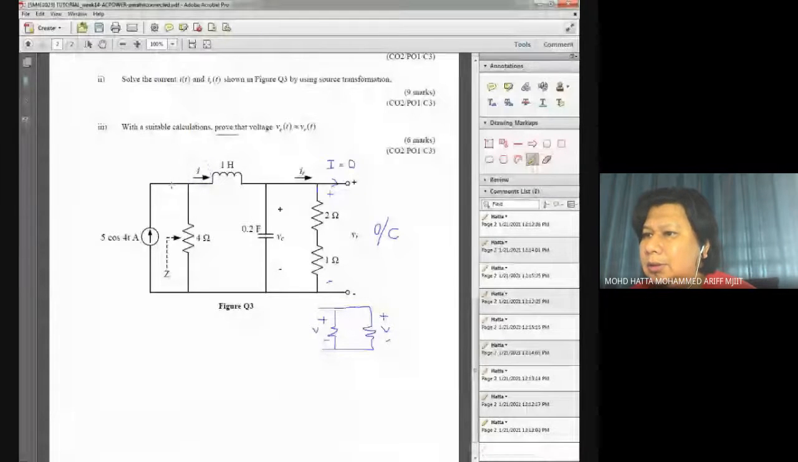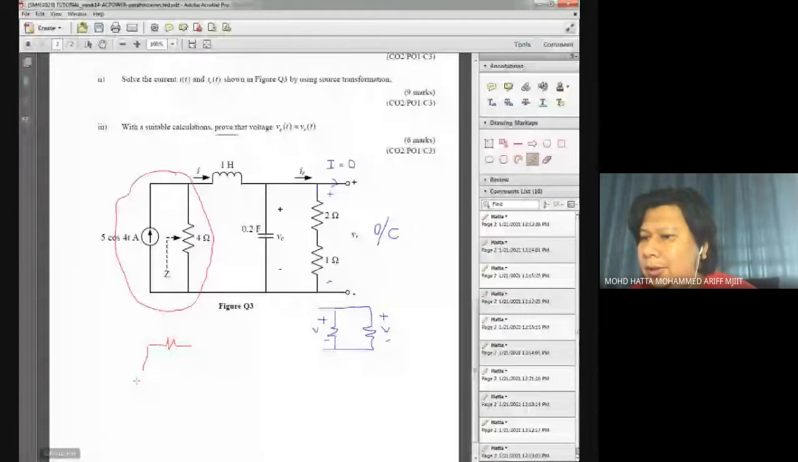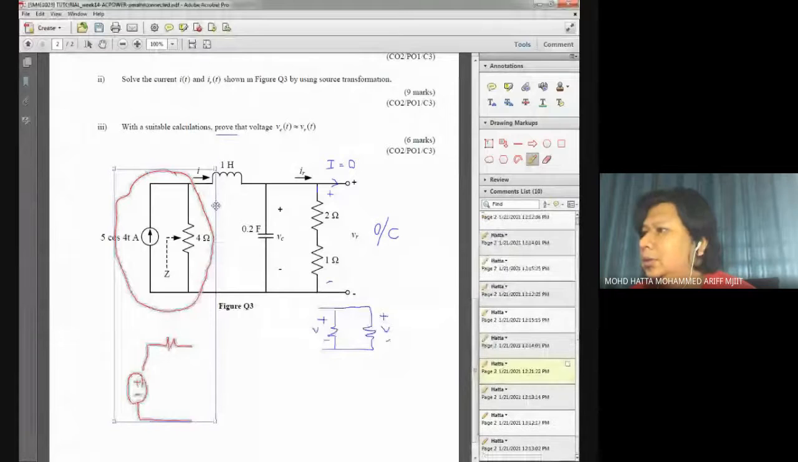These two elements can be converted like this, into a series connection of voltage and a 4 ohm resistor.